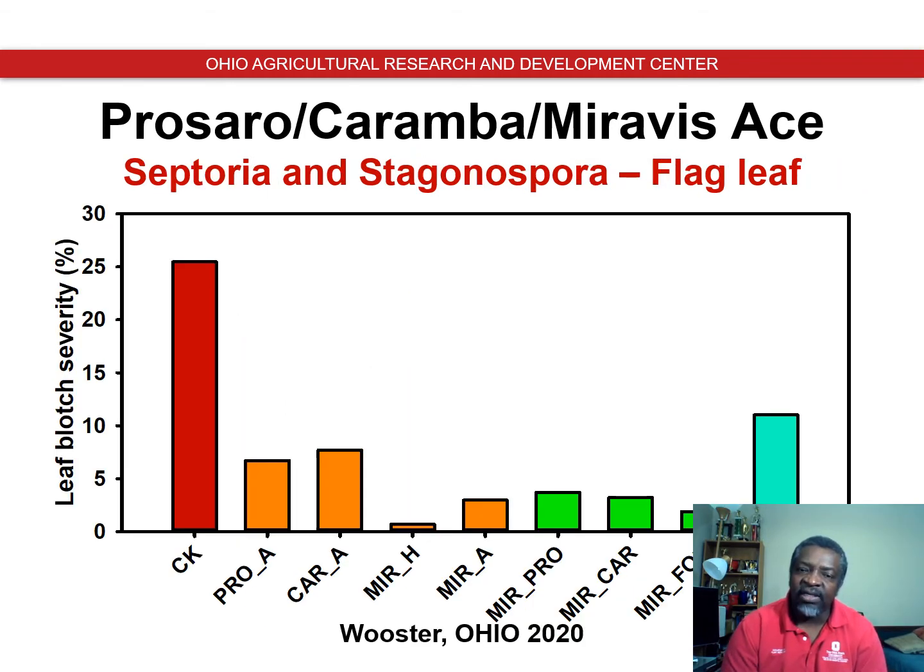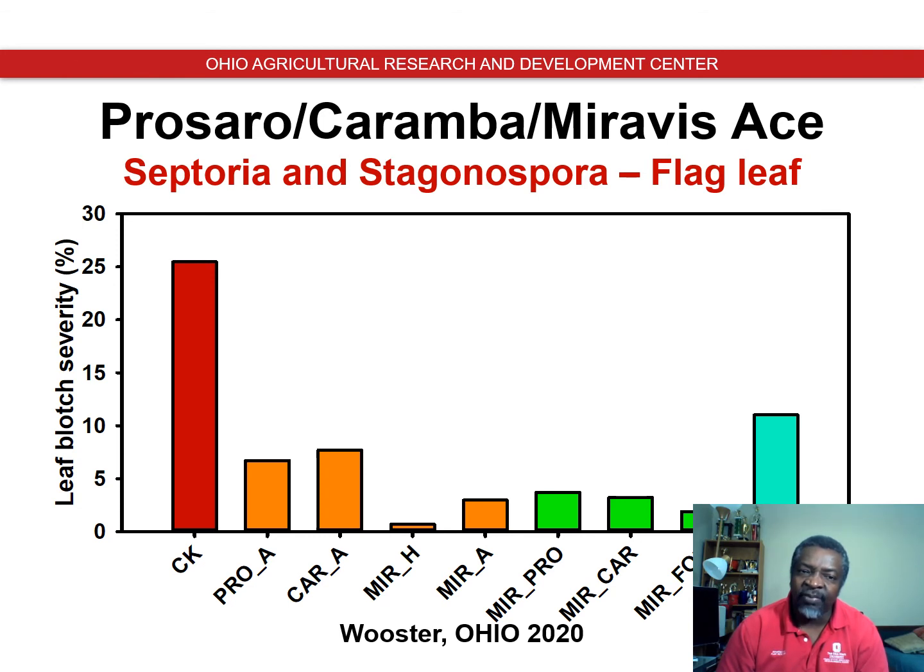While Fusarium head blight and vomitoxin were the focus of these fungicide programs, they are not the only diseases that affect wheat. So we collected data on the efficacy of these programs against leaf diseases, specifically Septoria and Stagonospora leaf blotches. If you look at total leaf blotch severity in the untreated check, this is leaf blotch severity on the flag leaf.